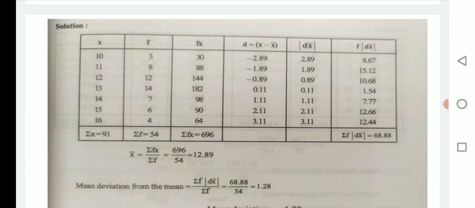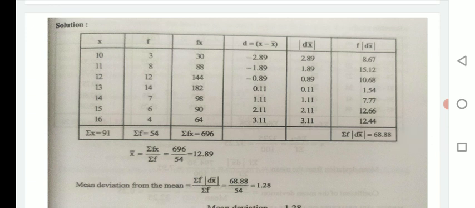So first thing what we have to do, you have to arrange the table. You have to draw a table, and you have to put values of x in ascending order. Then you have to make summation of x, and the next column is frequency, which is already given in the problem. You have to put the frequency column, that is denoted by f.